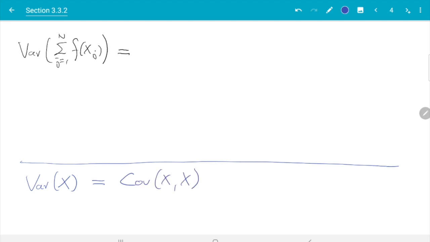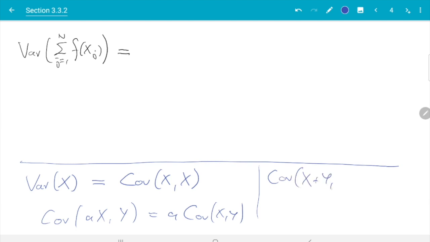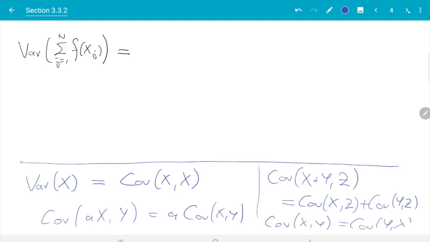That seems to not gain us much, but the big advantage of covariance over variance is that it is linear in both arguments. So we have the covariance of a x and y, say, is a times the covariance of x and y. That means we can take out constants. And we have the covariance of x plus y with z equals the covariance of x and z plus the covariance of y and z. So it's a bit like multiplying out brackets. If you have x plus y in brackets times z, you would get xz plus yz. And here it works similarly, only with covariance. And finally, it's symmetric, which we can use to apply these rules also to the second argument, so the covariance of x and y equals the covariance of y and x. And this rule here, that we can take out a plus, will help us a lot with our sum.